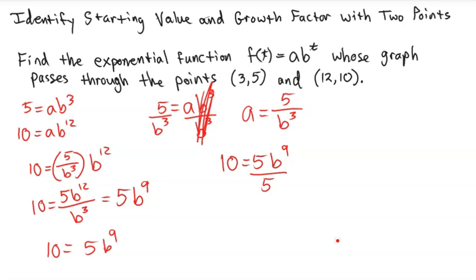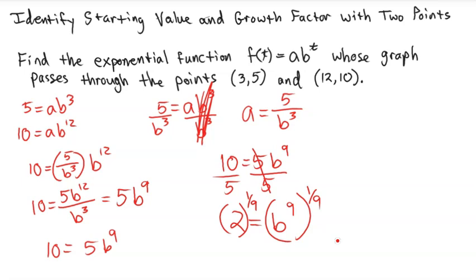We're now going to divide by 5 on both sides. Okay? We're going to cancel the 5, and 10 divided by 5 is equal to 2. So we have 2 is equal to b to the 9th power. Well, what we're going to do now is something that we did in the previous video when we identified the growth factor, and we want to get rid of this 9. So what we're going to do is take this to the 1/9 power. If we do b to the 9th to the 1/9 power, we have to do 2 to the 1/9 power, and we now have a solution for b.